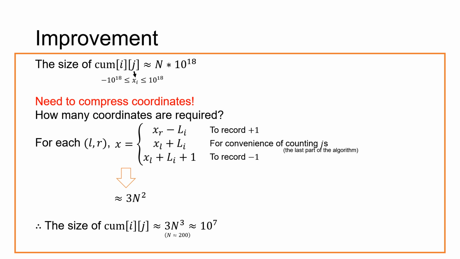Let's count the number of x coordinates to implement the algorithm. For each L and R, we need to add at most 3 coordinates. Therefore, the total number of required coordinates is at most 3 times n squared. So, after compression, the size of cnt[i][j] is at most 3 times n cubed, which is about 10 to the 7th and acceptable.